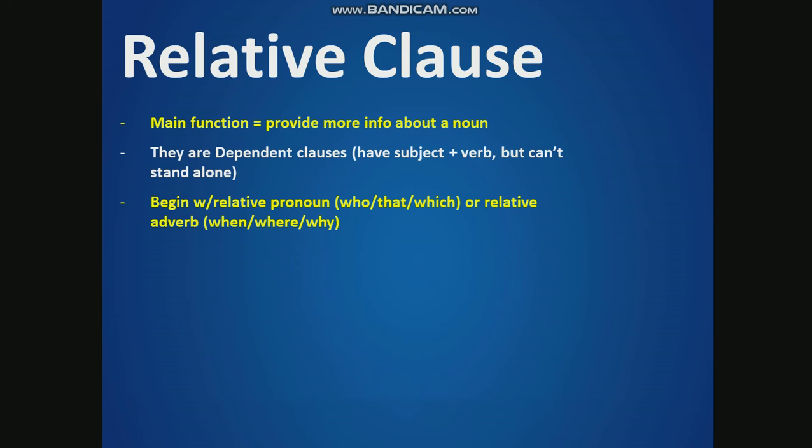All right. Now, a relative clause. The main function of a relative clause is to provide more information about a noun. Relative clauses provide more information about a noun. They are dependent clauses, which means they have a subject and a verb, but they can't stand alone. It is not grammatically correct for them to be alone in a sentence. Now, they begin with a relative pronoun, a who, that, which, or a relative adverb, a when, where, or why.